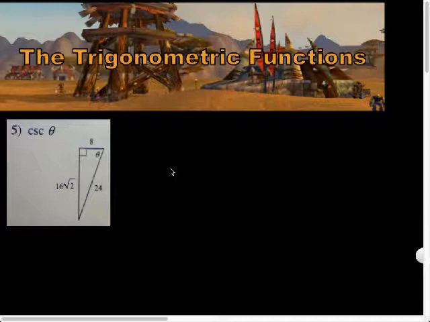Greetings and welcome, friends. We're taking a look at the Kuta worksheet, right triangle trig. And the first question says, find the value of the trig function indicated.